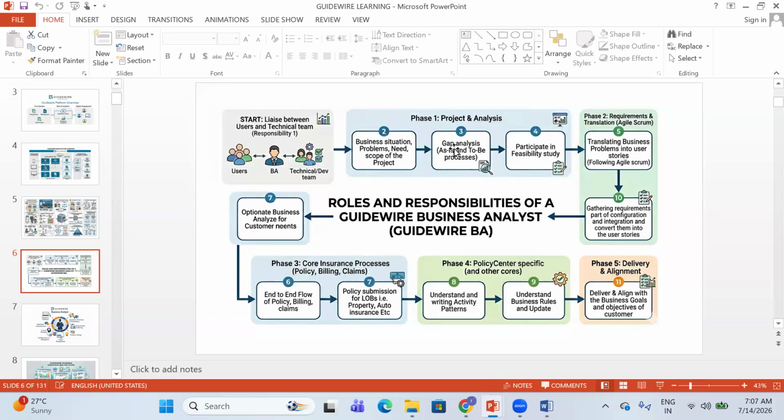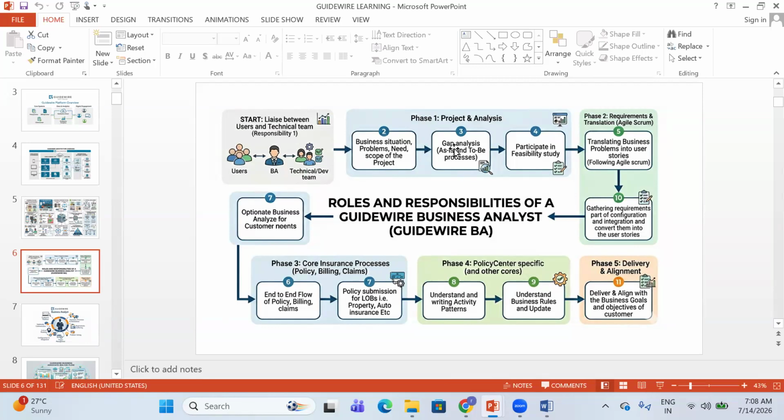The first phase is called the project analysis phase, where we try to understand the business situation, problem, need, and scope of the project, and the possible gaps in between. That's what we call gap analysis. Next, we participate in the feasibility study, which means how feasible the solution is to develop. Feasibility is not only business; it can be technical feasibility, and the budget and timeline should be feasible. We participate along with the project management team and technical team.